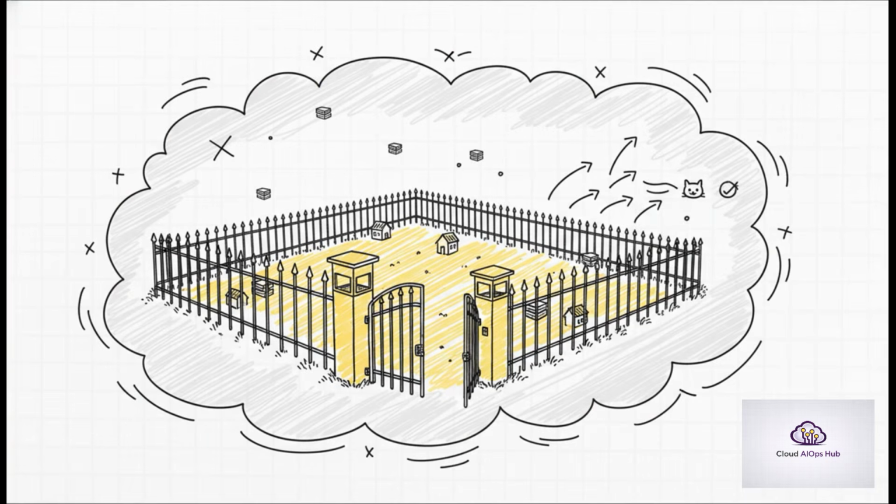So, first things first. Your house isn't just sitting out on some public street for anyone to walk up to. No, it's inside a secure, private, gated community. In the tech world, that's our virtual private cloud, or VPC in AWS. Think of it as your own private slice of the cloud, completely walled off and isolated from everyone else. This is our foundational layer of security.